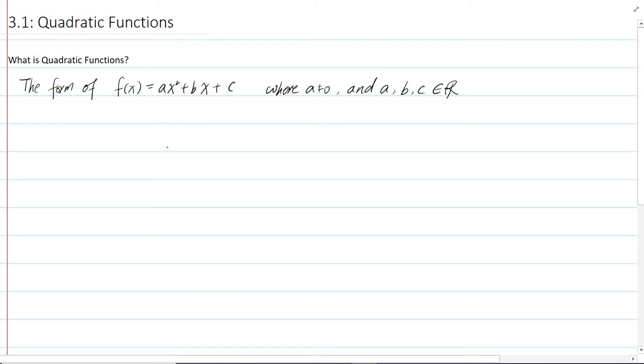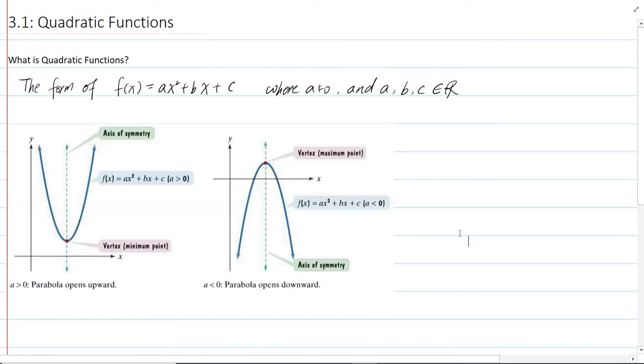Alright, so let's take a look at the graph. If we have f of x equals ax squared plus bx plus c, and a is greater than 0, that means we are going to have a parabola that opens upward. Then we also want to know what we call each part. This is symmetrical, and this is called the axis of symmetry. This point is called the vertex. In this case, it's a minimum. From this graph, that will be the minimum point. Let's look right here. As you can see, that is your vertex.